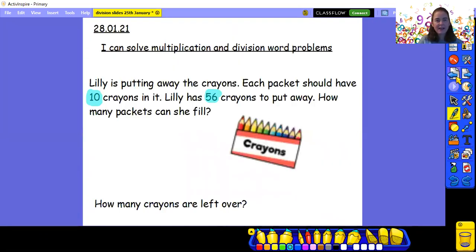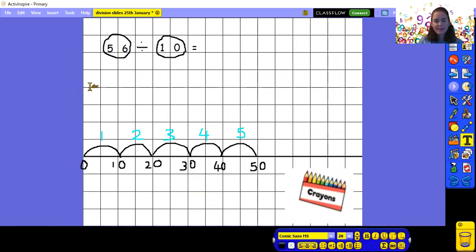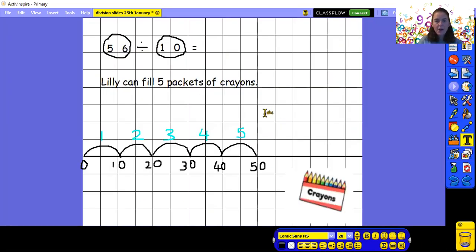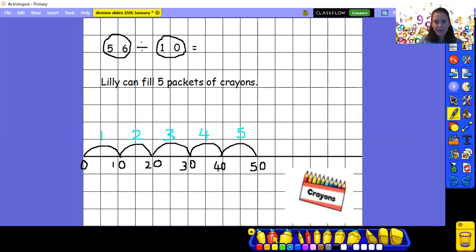So if we look at our question, it says, how many packets can she fill? We need to answer that in words. So we need to say, Lily can fill 5 packets of crayons. The next part says how many crayons are left over. Okay, so we're on 50. She has 56 crayons altogether. So how many crayons are left over? If I'm going to get to 56, how many more do I need to add? Let's do it in a different color.